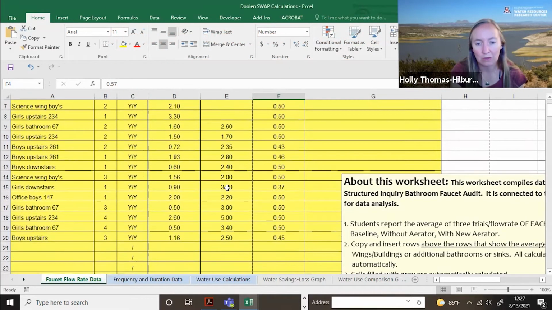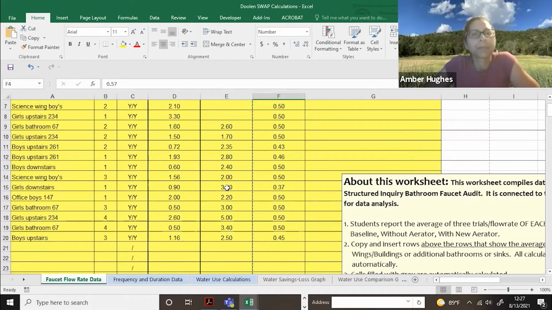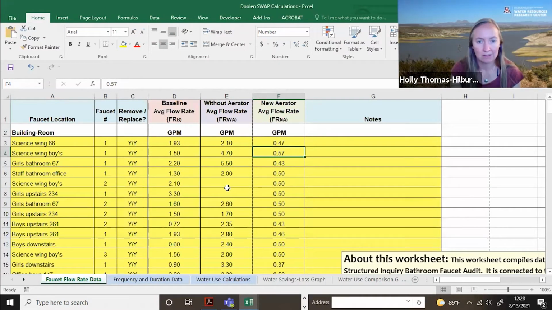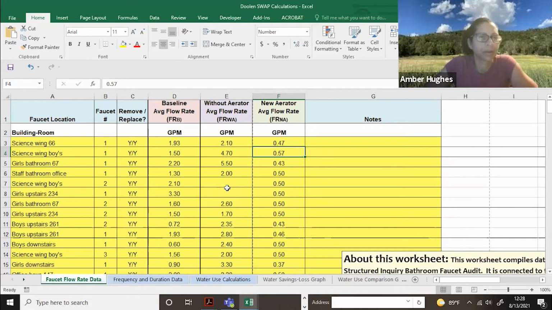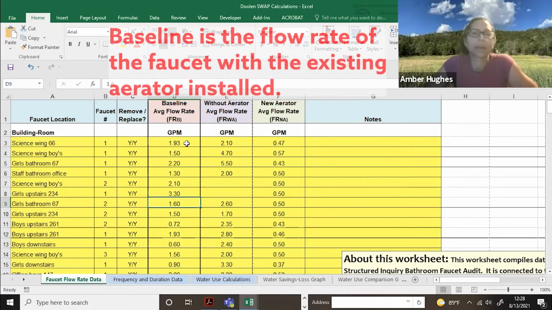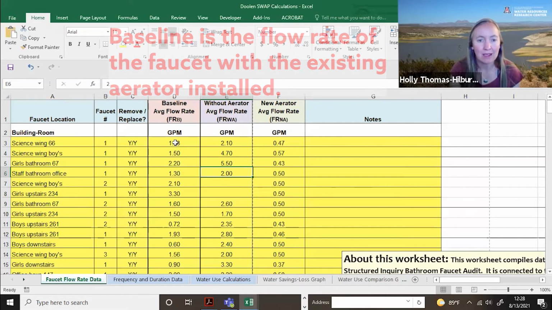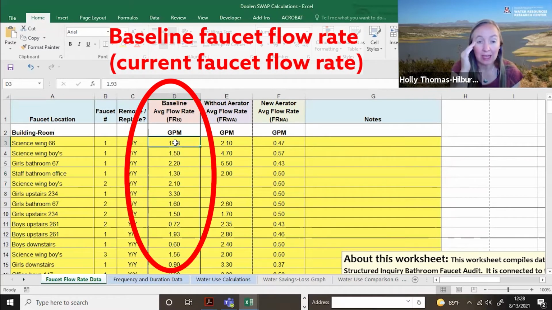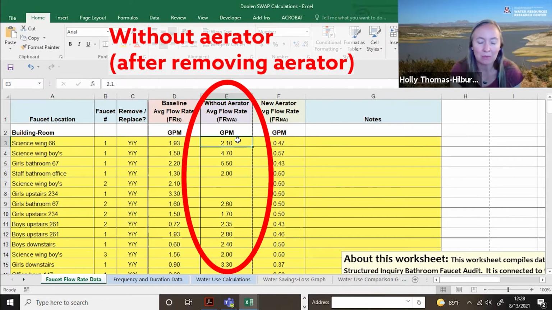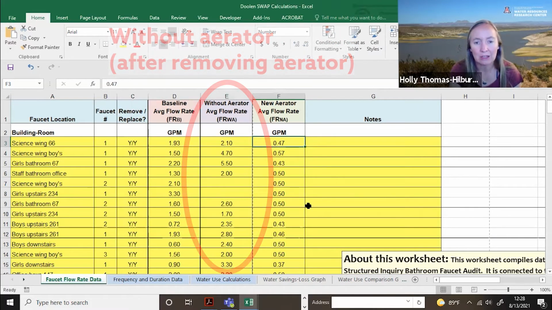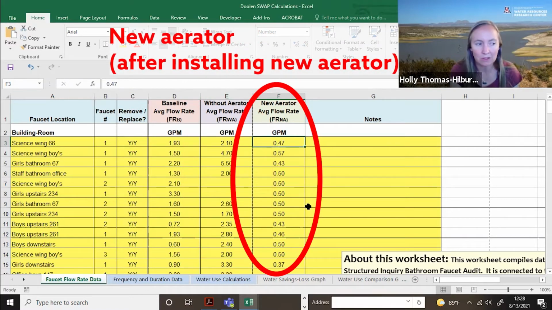So if I can chime in on that one really quick, can you scroll back up? So the baseline average flow rate is no aerator. And then that's with an aerator. And then the without aerator average flow rate is the second column. Correct. Did I say it wrong? Yeah. So the baseline flow rate is what you have when you show up at the faucet. There's probably an aerator on it, and its efficiency is hopefully lower than what we're going to put on. So that's the starting point. And then the without an aerator is something we try out in the middle so students get a sense of what aerators do. And then the new aerator is going to be what results in our savings.